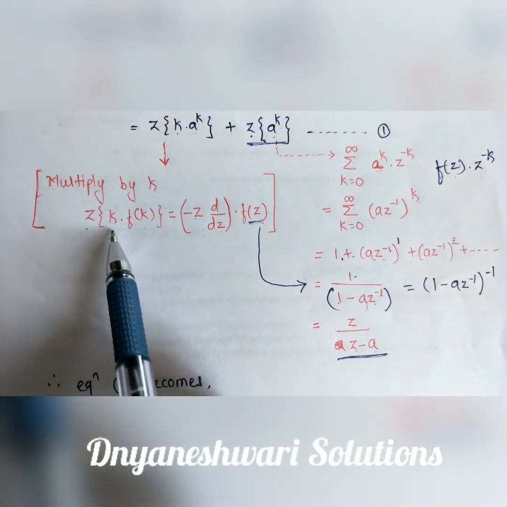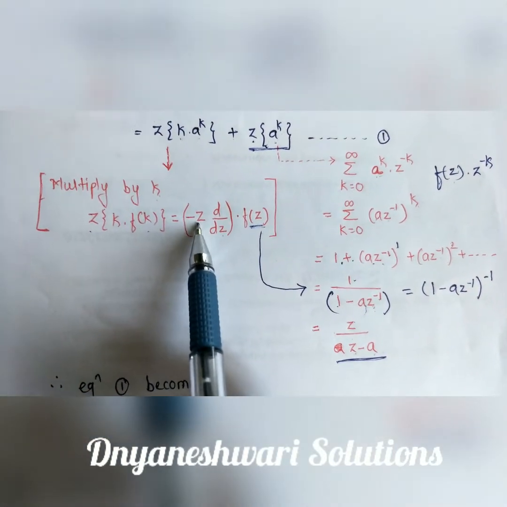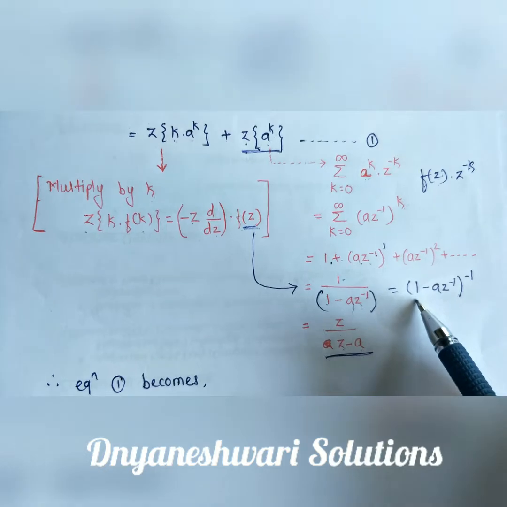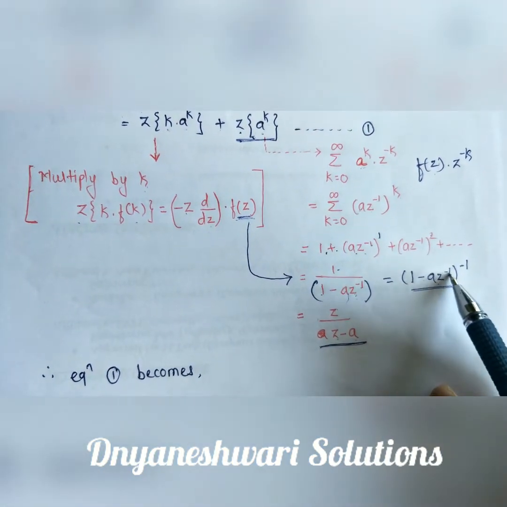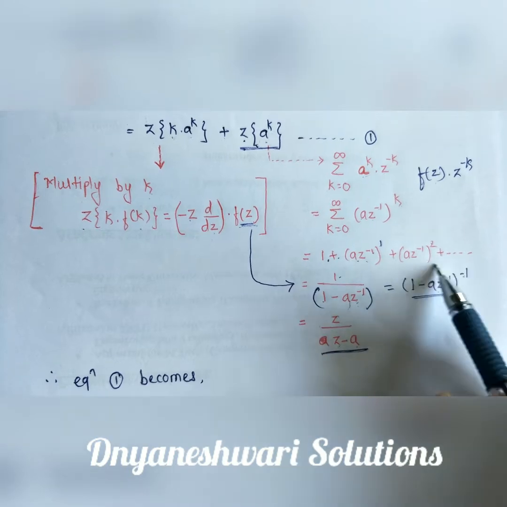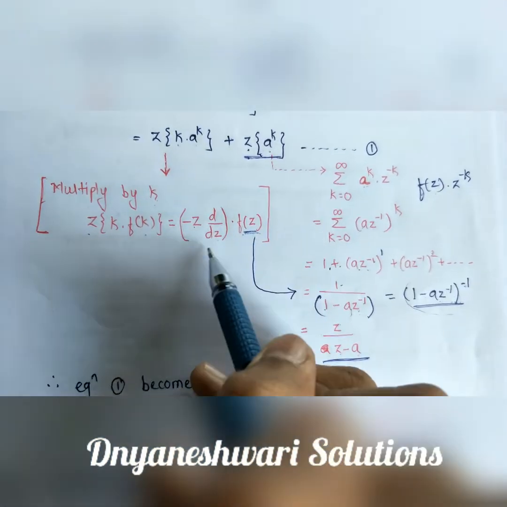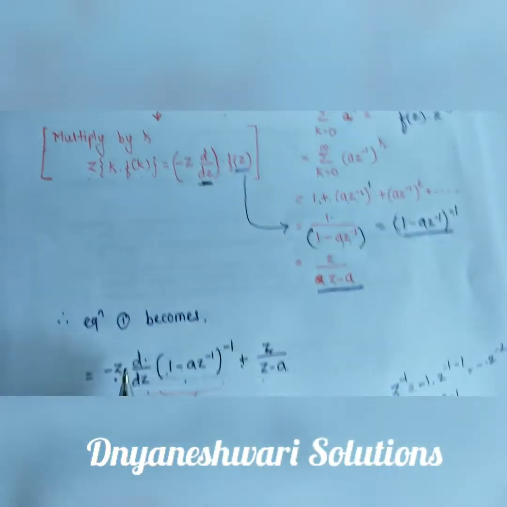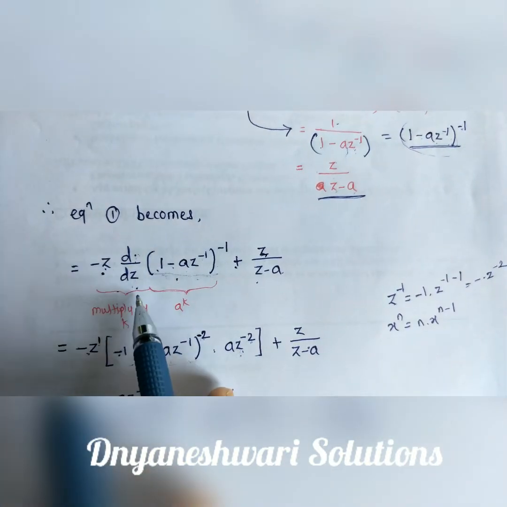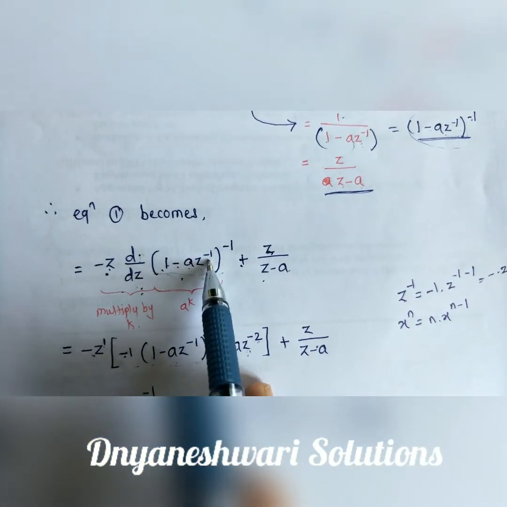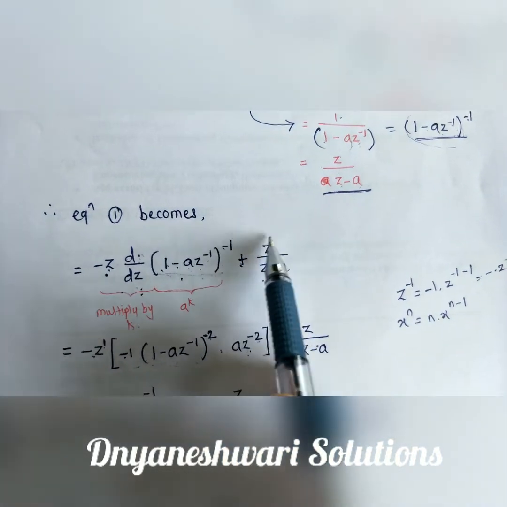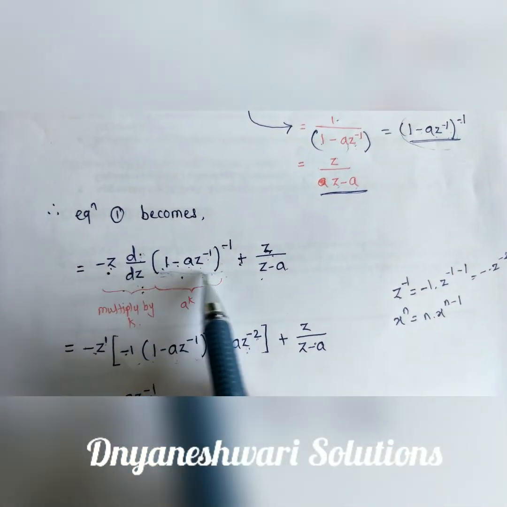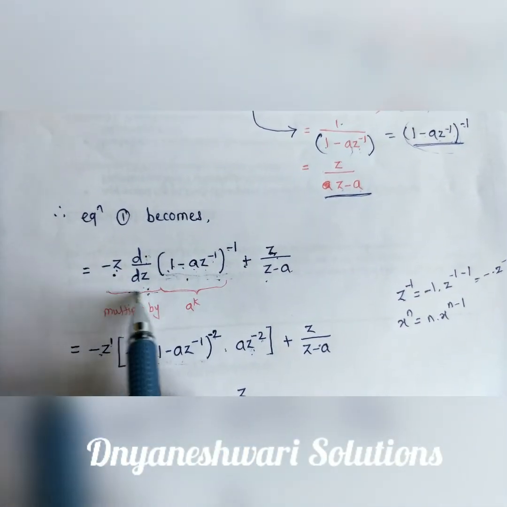That is Z transform of k into f of k equals minus z d upon dz of f of z. Here we have to take f of z as (1 minus a z raised to minus 1) whole raised to minus 1, because we have to find derivatives of this term, because here it is d upon dz. So substitute all values in this equation. Therefore equation 1 becomes minus z d upon dz (1 minus a z raised to minus 1) whole raised to minus 1, plus this, which is the answer for Z transform of a raised to k. This is the simplification for a raised to k, and this is for multiply by k.